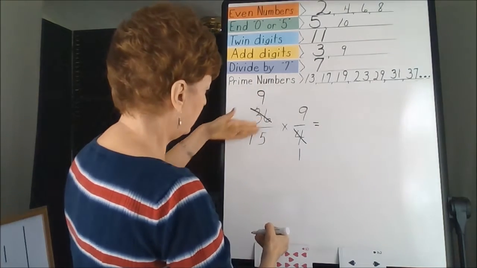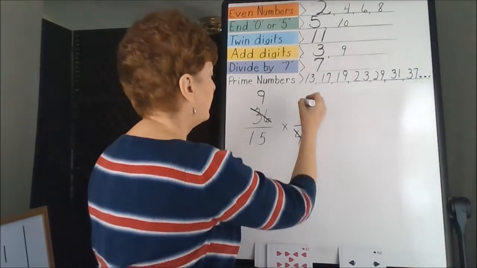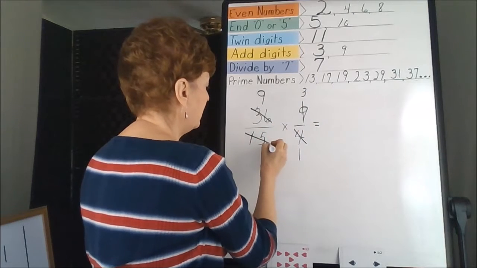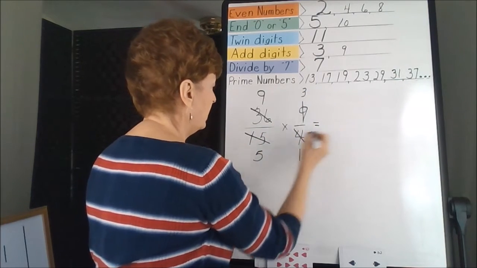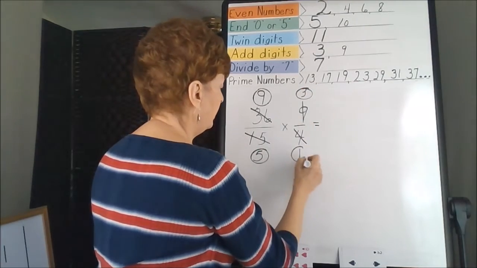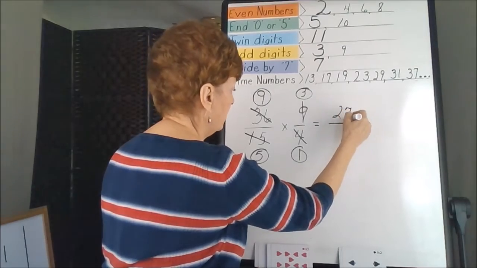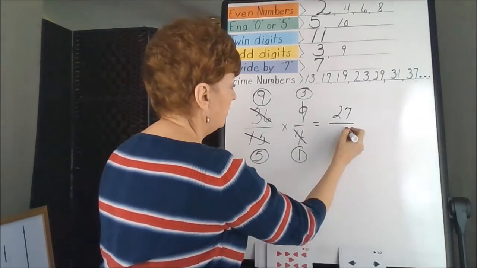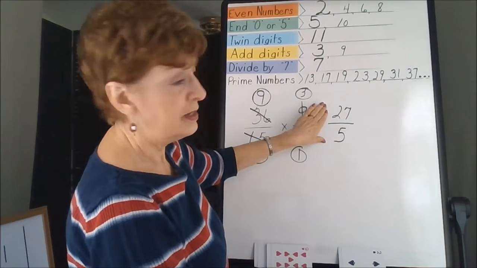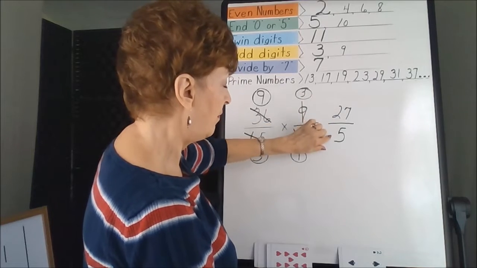And on this part, 9 and 15 are in the 3's line. 3 divides into 9 3 times. 3 divides into 15 5 times. Now these are the numbers that I'm going to use. 9 times 3, 27. 5 times 1, 5. This is an improper fraction, so we're going to actually divide 27 by 5.